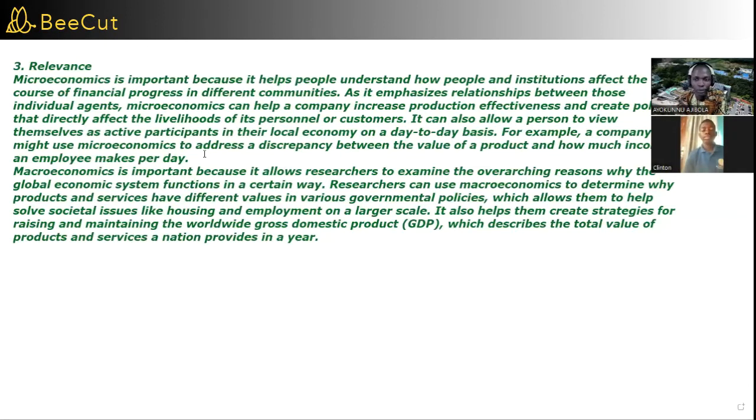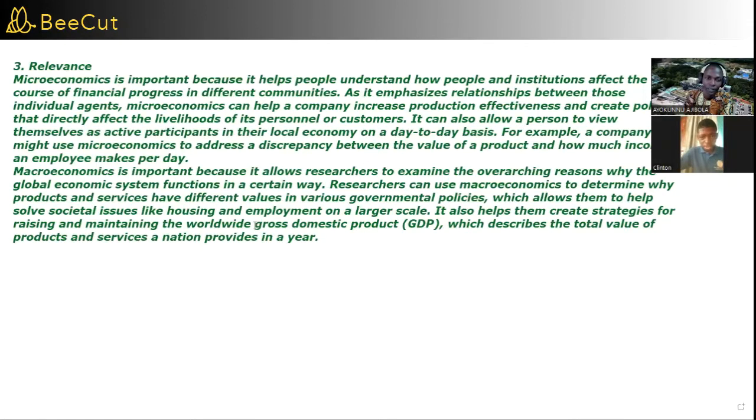It also helps them create strategies for raising and maintaining the worldwide GDP, which describes the total value of products and services a nation provides in a year. So if you are asked what's the meaning of GDP, what are you going to say? If you are asked what is the meaning of GDP, what will you say?